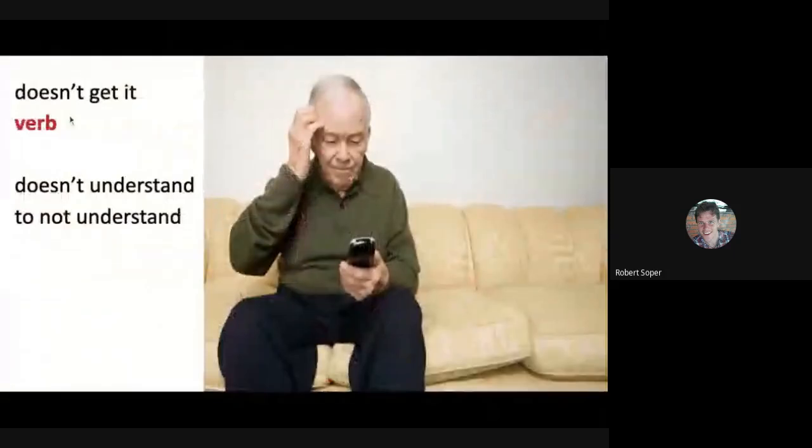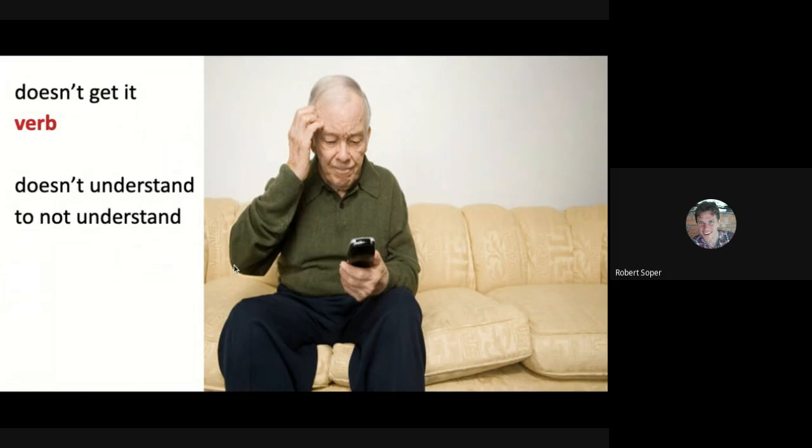This verb is doesn't get it. Doesn't get it. He just doesn't get it. What do I mean there? I mean doesn't understand or not understanding.